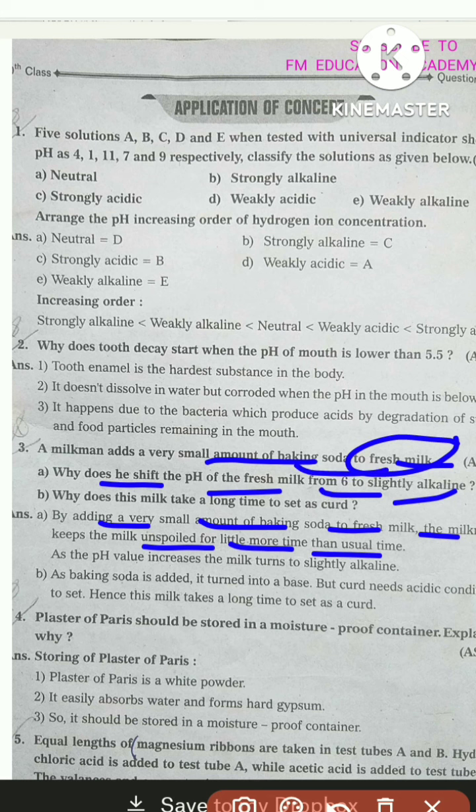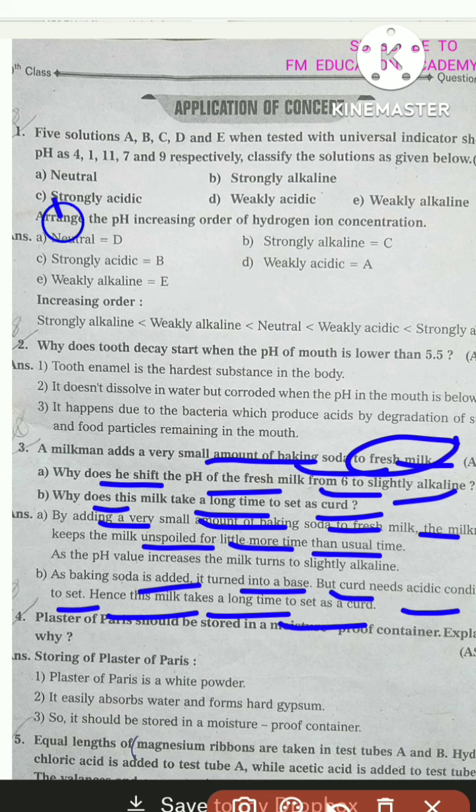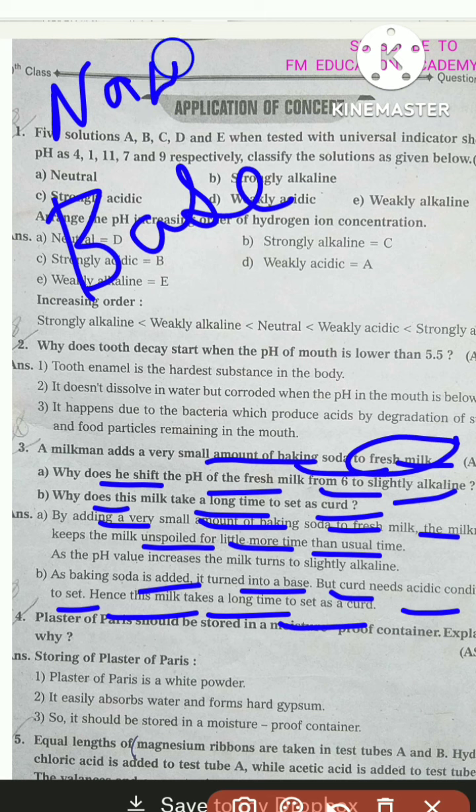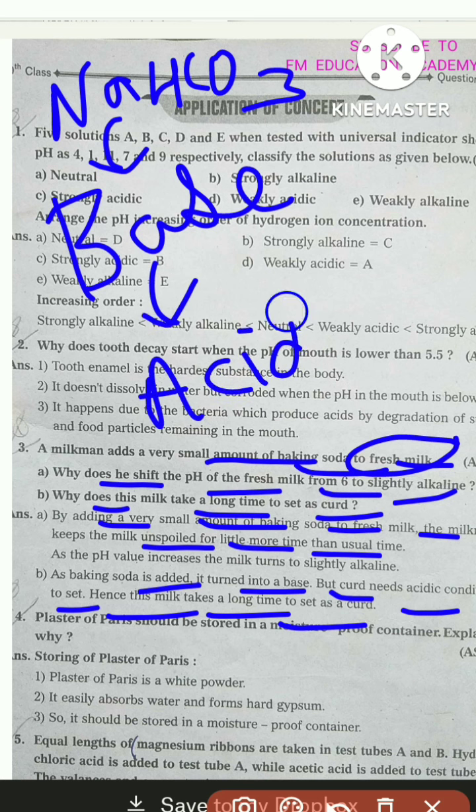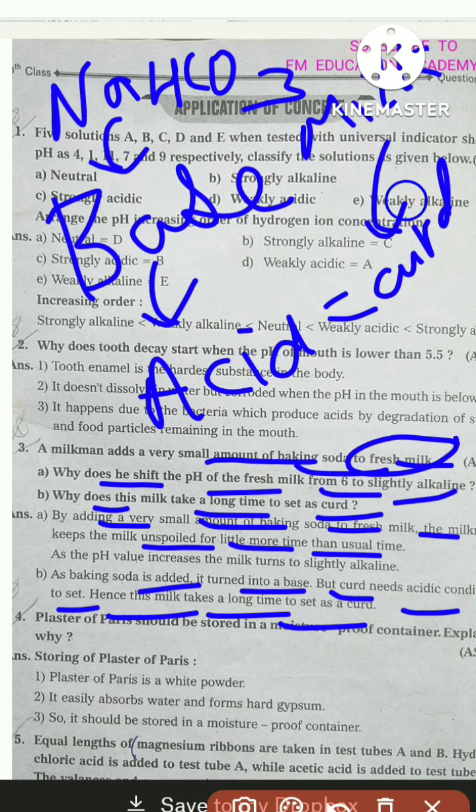Then we have, why does this milk take a long time to set as curd? As baking soda is added, it turned into a base. But we know that curd needs acidic condition to set, hence this milk takes a lot of time to set as curd. Already it is base now. Now after adding sodium hydrogen carbonate, the milk has turned into base. So it is taking very much long time to set as curd. We have to convert this base to acid again in order to make it curd, so it will obviously take more amount of time.